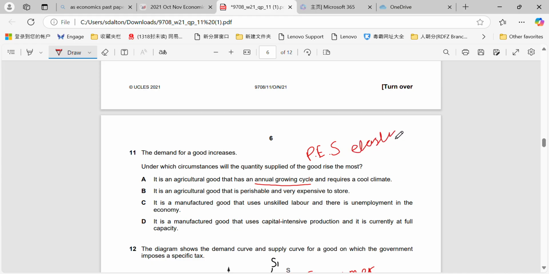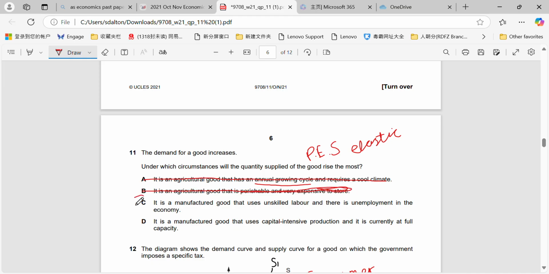Now, if they have an annual growing cycle and require a cool climate, that is not going to help them be elastic because they can only change it once a year. If they are perishable and it's very expensive to store, that is another determinant of PES, and that will also make them highly inelastic, not elastic.